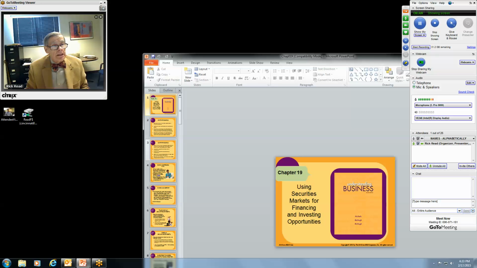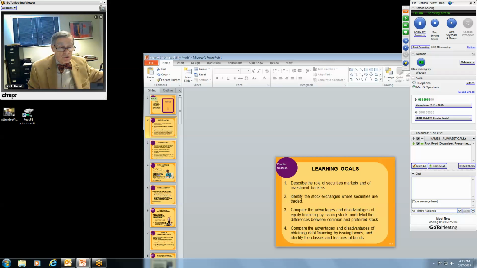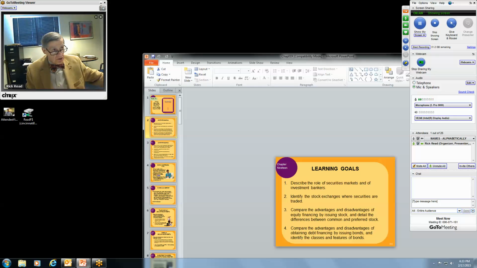So let's begin looking at Chapter 19 and the learning goals. Describe the role of securities markets and of investment bankers. Identify the stock exchanges where securities are traded. Remember, stock exchange is more than just stocks. Compare the advantages and disadvantages of equity financing by issuing stock, and detail the differences between common and preferred stock. And then compare the advantages and disadvantages of obtaining debt financing, which is issuing bonds, and identify the classes and features of bonds.